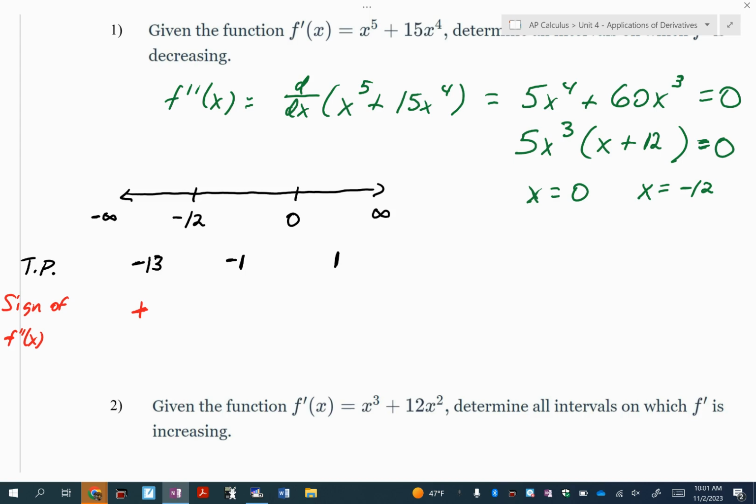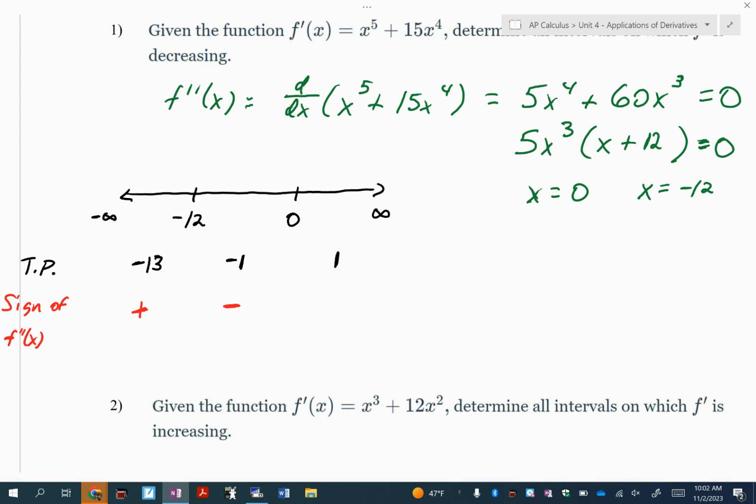Let's do negative 1. What's negative 1 plus 12? Positive. A negative 1 cubed is a negative, right? A negative times a negative times a negative would still be a negative. So what's a positive times a negative? Negative.